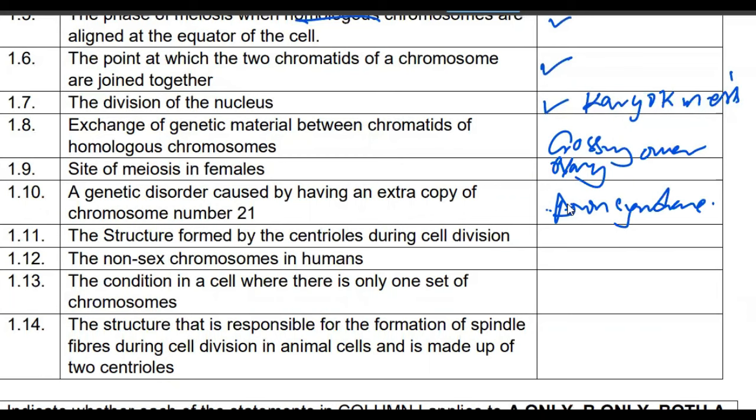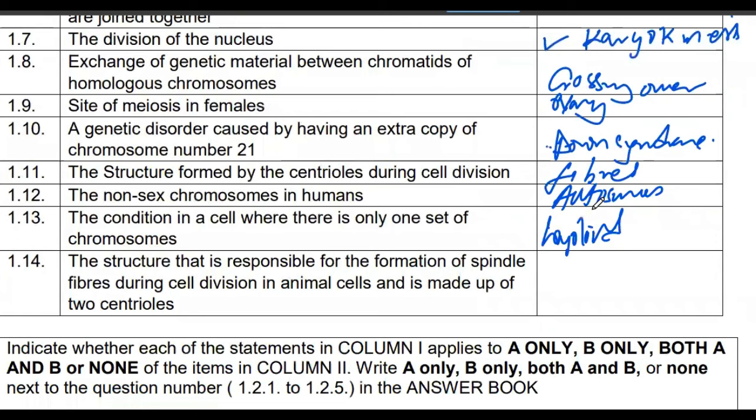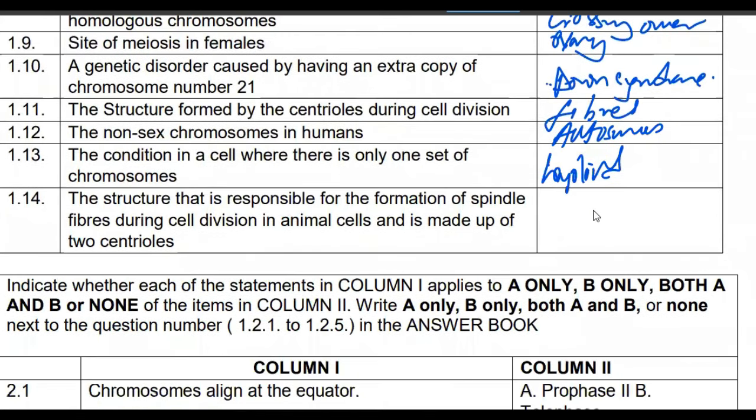Yes. And then they are saying the structure formed by the centrioles during the cell division, with spindle fibers. Yeah, spindle fibers. And then they're saying that non-sex chromosomes in human, we call them autosomes. And then they're saying the condition in the cell where there is only one set of chromosomes. How do you call that condition? We call that condition haploid. And then the structure that is responsible for formation of the spindle fiber, we say that is called the centrioles.